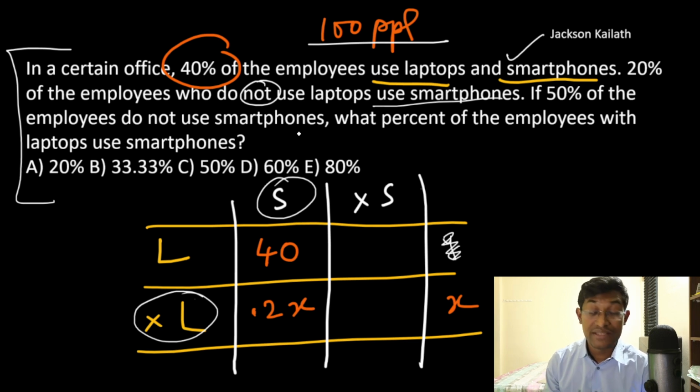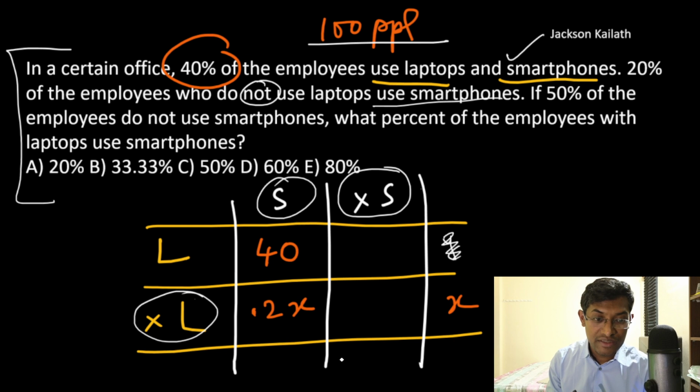Now, what is the area in the diagram where we talk about people who don't use smartphones? It's this over here, right? We have people who don't use smartphones over here, and the total would be this place over here. This is people who don't use smartphones and use laptops, and this cell over here is people who don't use smartphones and don't use laptops. If you add these two together, you will get the people who don't use smartphones, which is the total over here. And we have just found out that that's equal to 50. So let me write 50 over here.